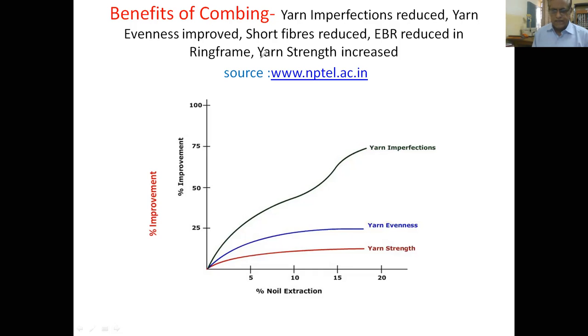So from this graph, we have come to know that yarn imperfections are reduced, yarn evenness is improved, and short fibers are reduced because we have removed them. So we are extracting or removing the short fibers at the order of 75%, which means 75% of short fibers are removed, and the breakage rate in the ring frame is reduced.